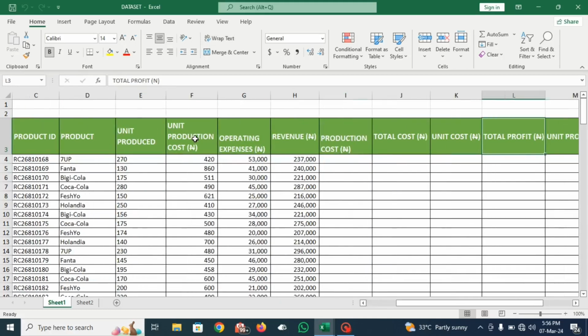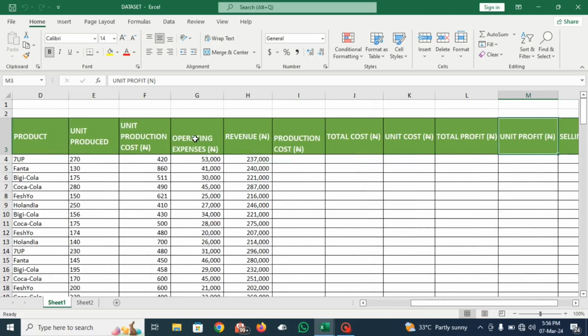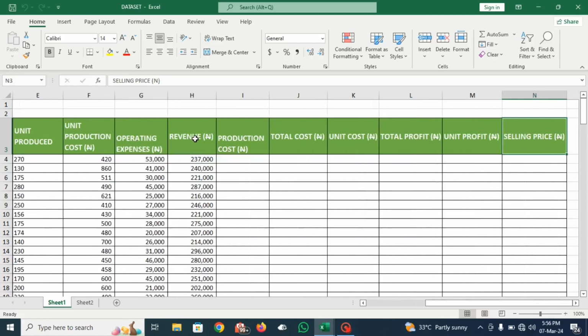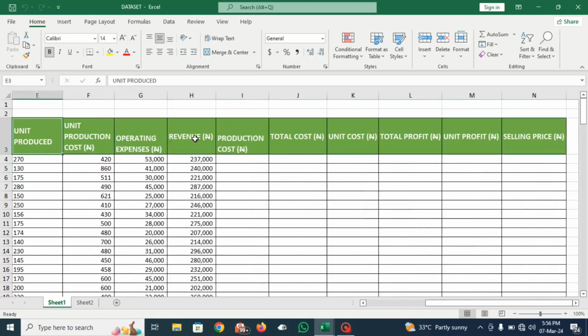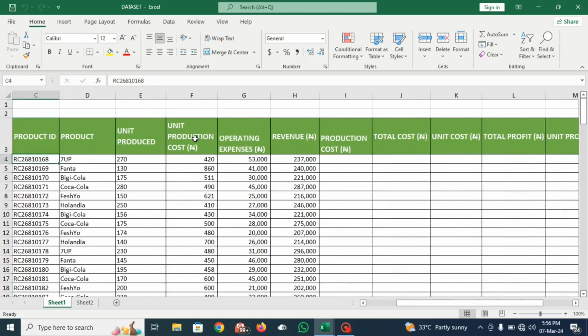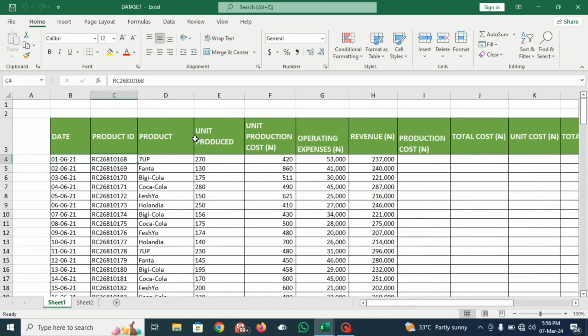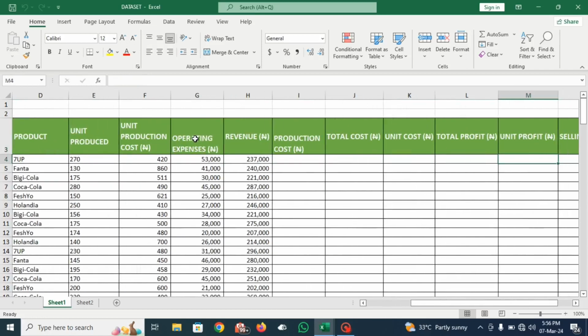Now, with this data set, we are going to determine production cost, total cost, unit cost, total profit, and unit profit, which is also known as the notional profit. Then we'll determine the selling price of all these products. Now let's start one after the other. The first requirement here is that we want to know the total production cost.